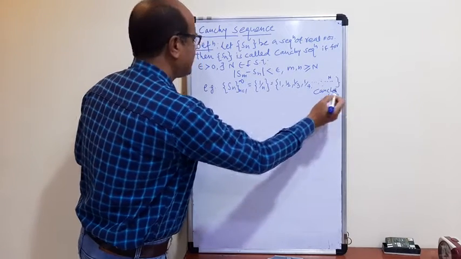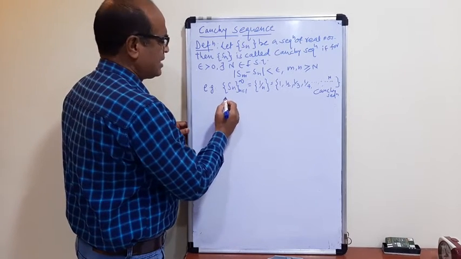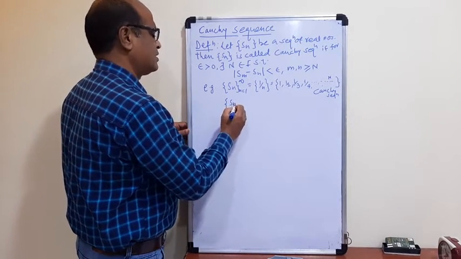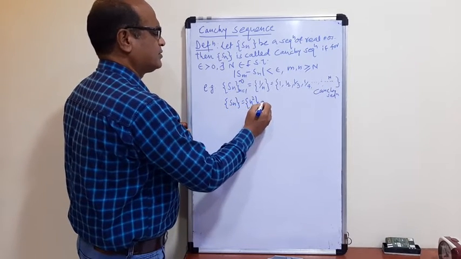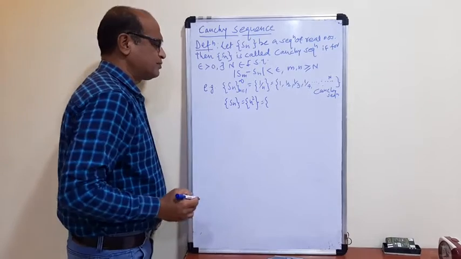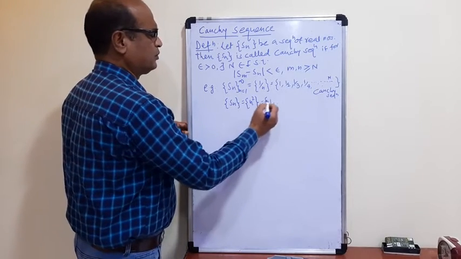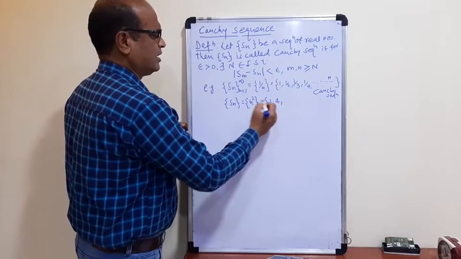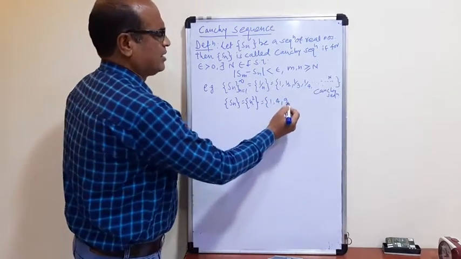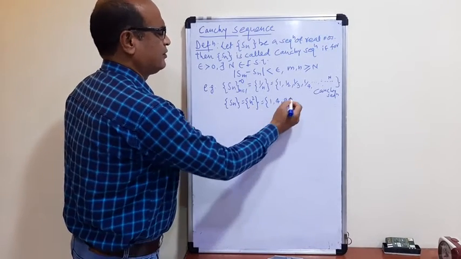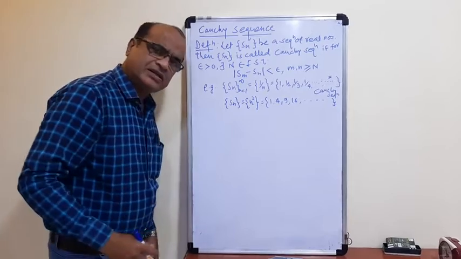Okay. So we take another example. Sn is equal to n square. So what happens here? Put n equal to 1, so 1. n equal to 2, 4. n equal to 3, 9. Then n equal to 4, 16, and so on. Is it a Cauchy sequence?